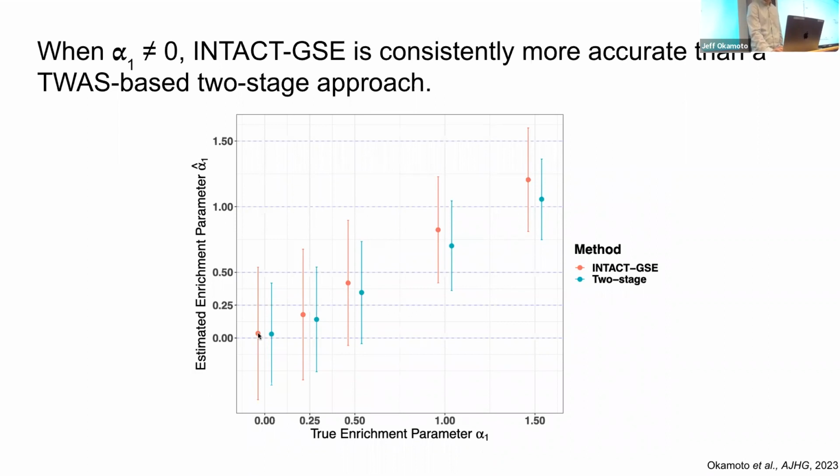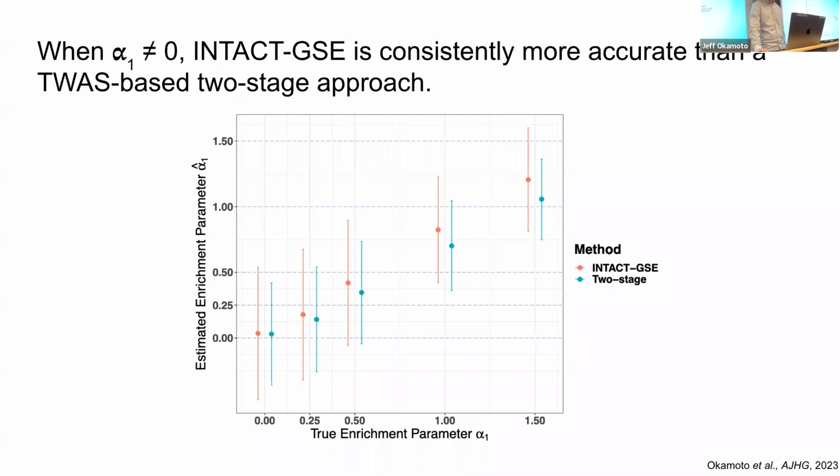So the red is INTACT-GSE, and then we're comparing it to a 2-stage approach, which essentially only uses TWAS data. So the first stage of the 2-stage approach is to essentially classify a gene as putatively causal or not based on a 5% FDR threshold. And then using those binary classifications, the second stage essentially performs a 2x2 contingency table maximization. You could basically just think of it as a logistic regression of the indicators on the gene set annotation indicators.